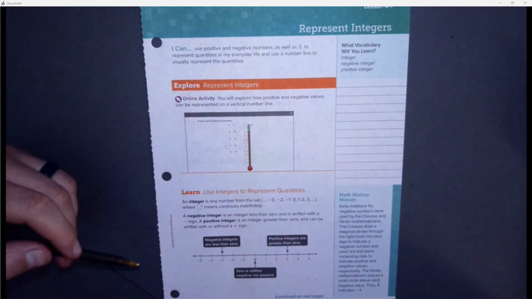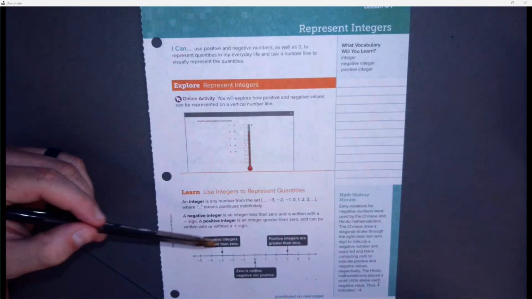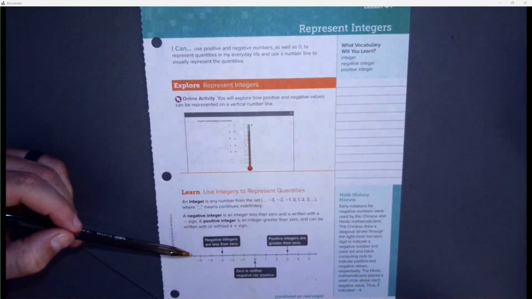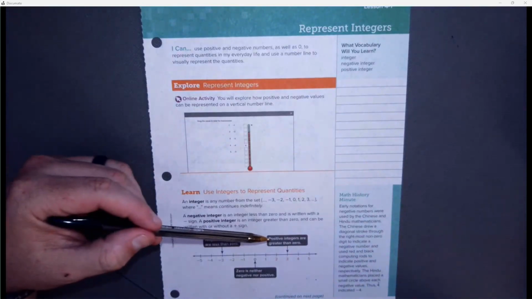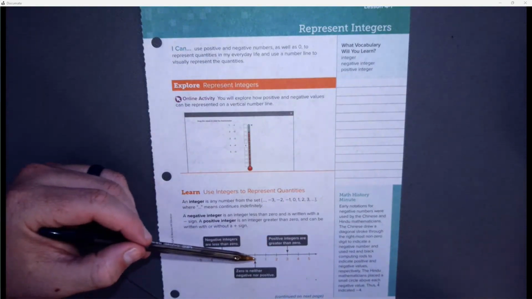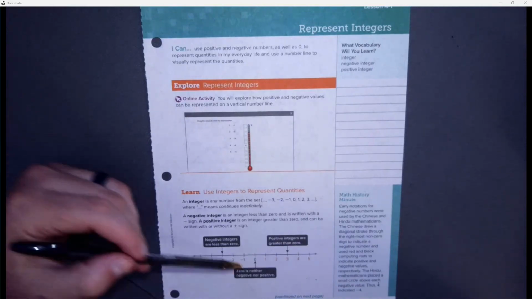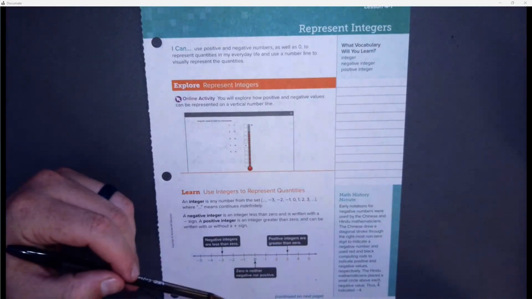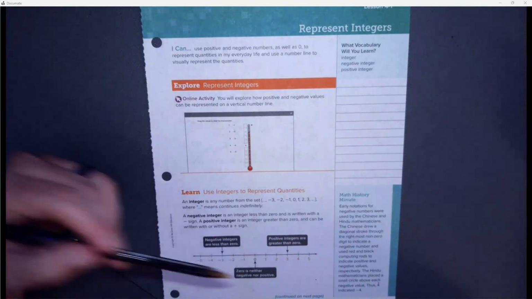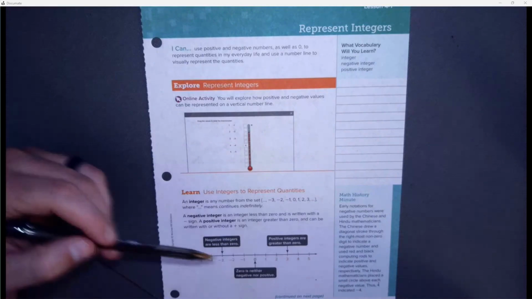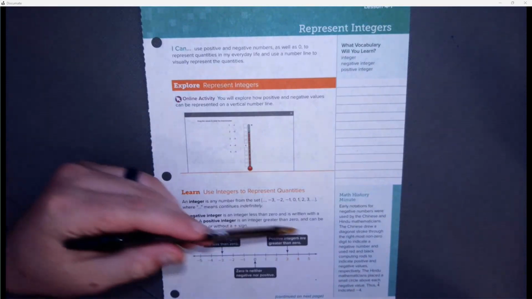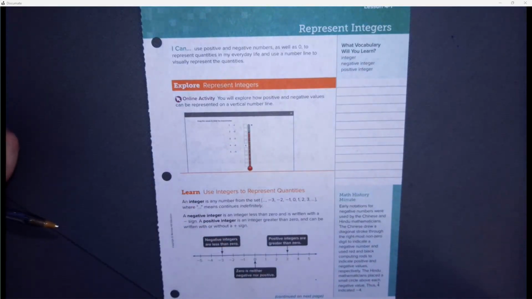A positive integer is an integer greater than 0 and can be written with or without a positive sign. So negative integers are less than 0 and will show up on the left side of a number line. Positive integers, which are greater than 0, will show up on the right side of the number line. And 0 is neither positive nor negative, and it sits right in the middle of a number line when we have it balanced out like this one here with -5 on one side up to 5 on the other.